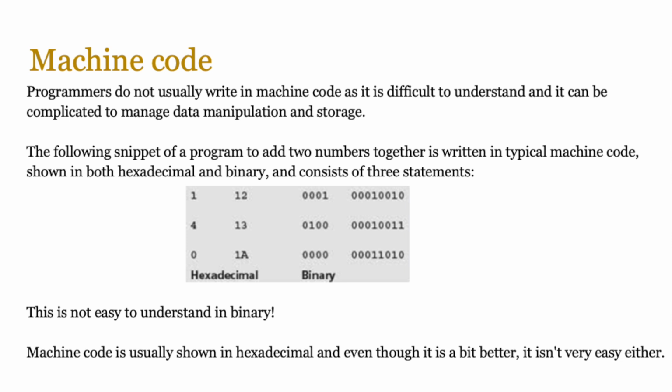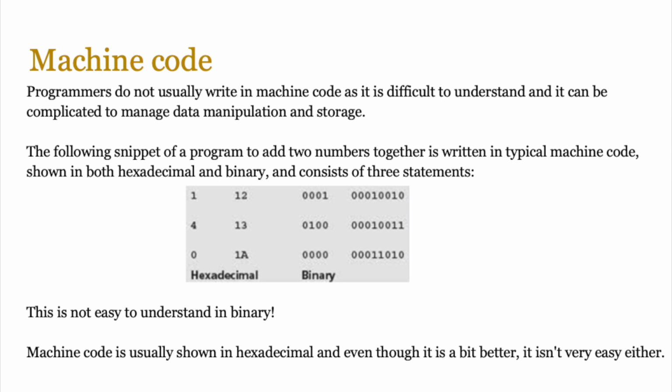So why don't we write in machine code in the first place? Well, we don't do that because it's quite difficult to understand and it can be complicated to manage data manipulation and storage. Now, the following snippet of a program to add two numbers together is written in typical machine code, showing both hexadecimal and binary versions of those three statements. 1, 12, 4, 13, 0, 1, 8, that's hexadecimal. Otherwise, it's 0001, 0100, 0000, and then the equivalent instruction. So it's basically hex converted into binary there.